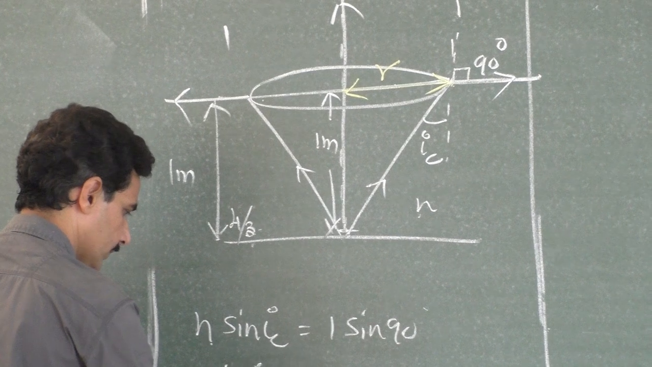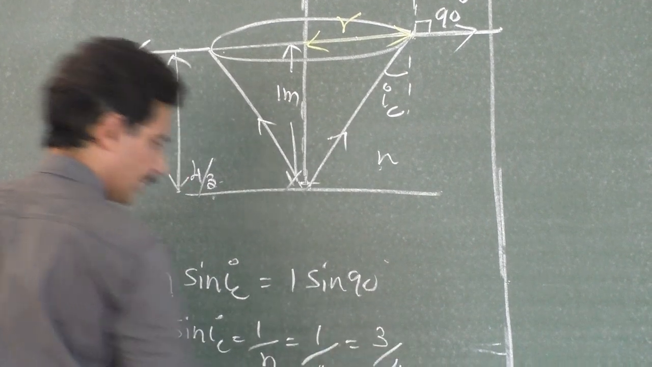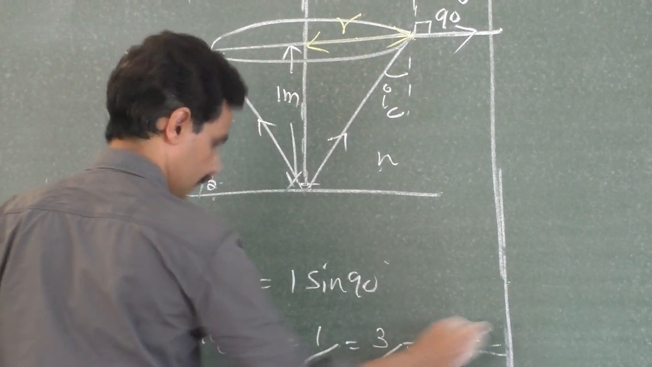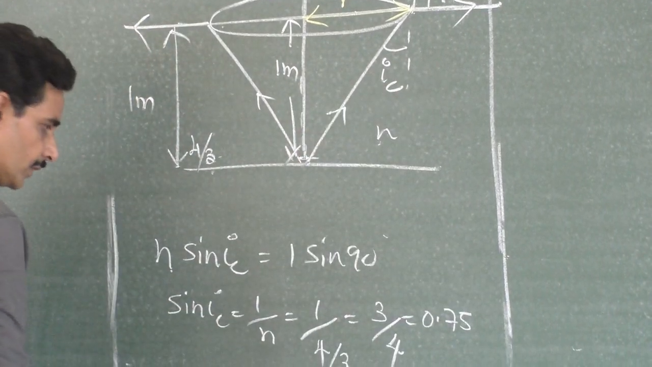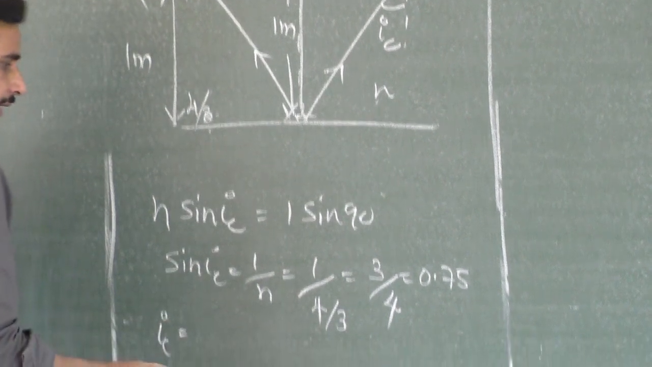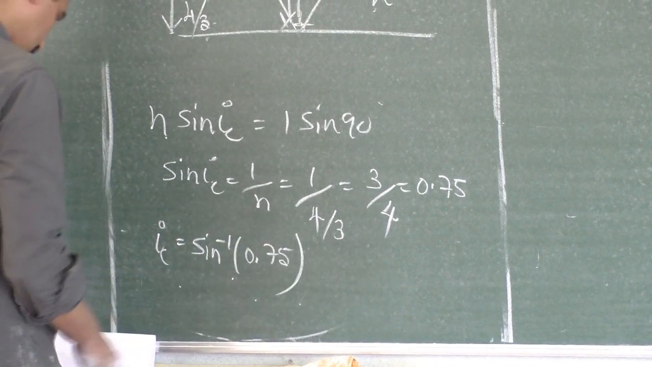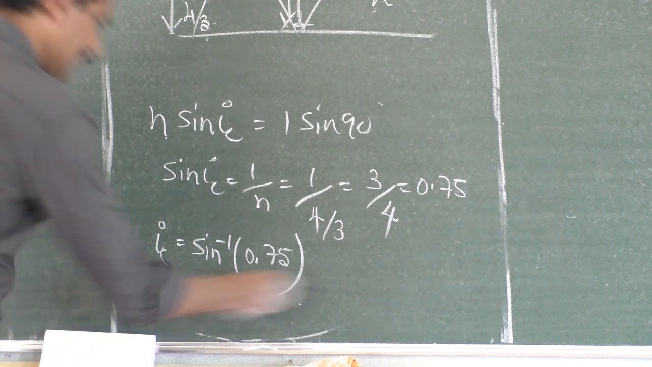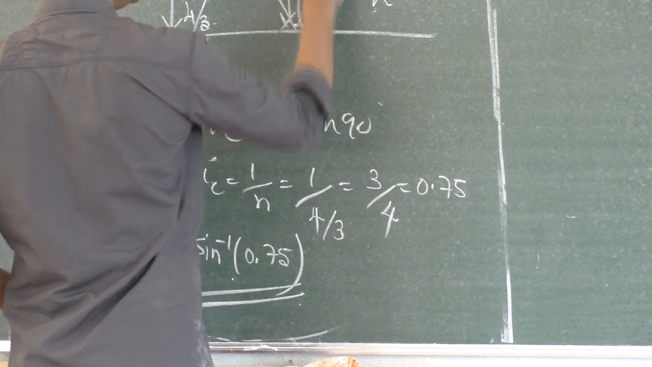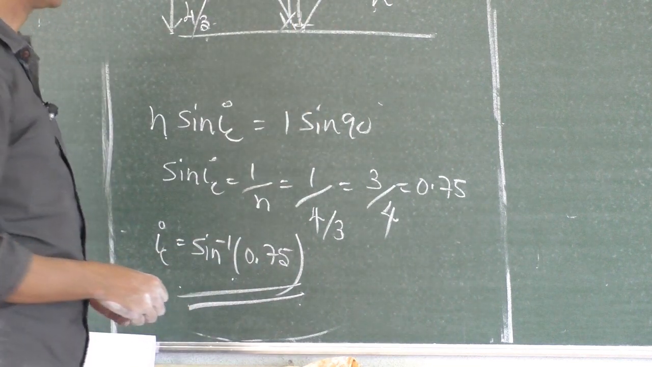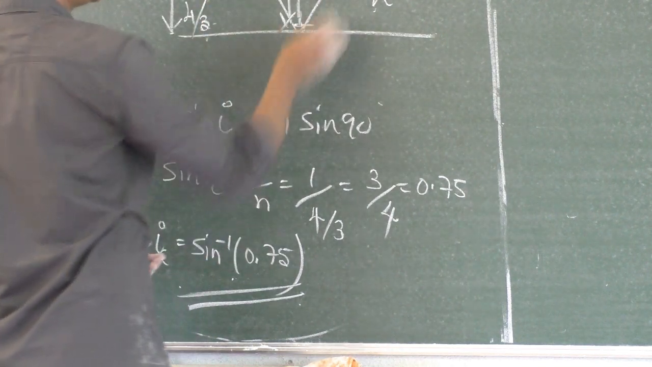Sine IC is equal to 1 by n, that is 1 by 4/3, which is equal to 3/4, that is 0.75. So from the refractive index, you will get the critical angle. What is IC? IC is sine inverse of 0.75. So you need a logarithmic book now, the class table. What is sine inverse of 0.75? You have to calculate. Once you get IC, can I shift this IC here? Why, sir, why did you find out the critical angle? They are asking you the radius and diameter. What is the use of finding this?